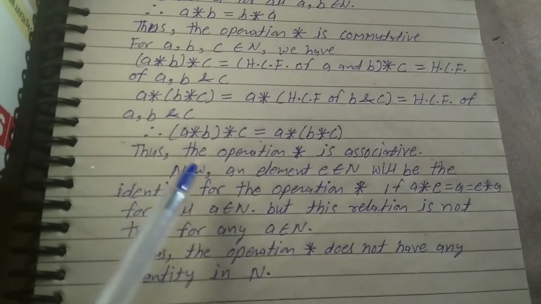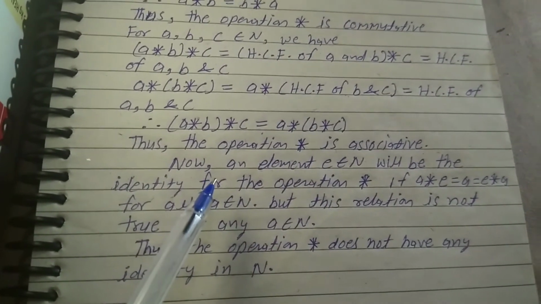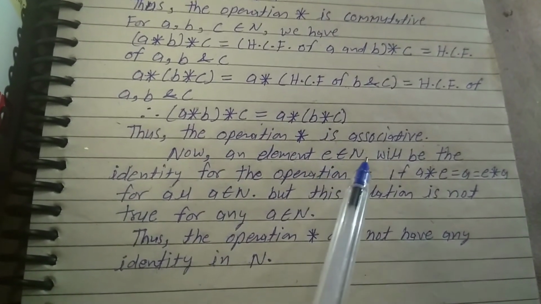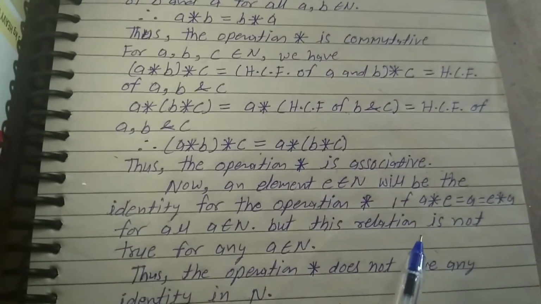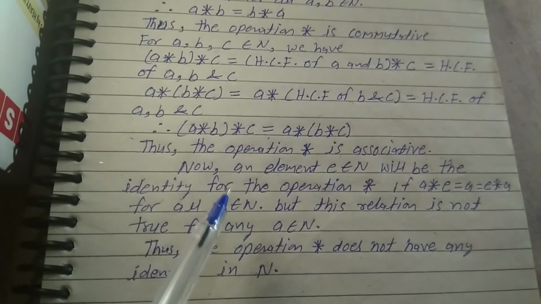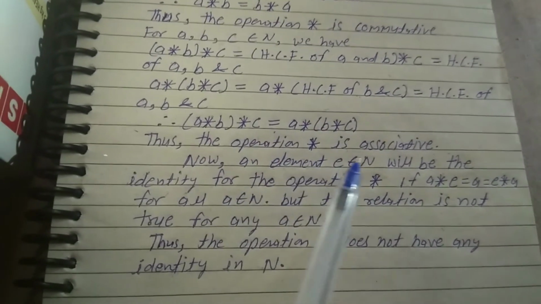Thus the operation * is associative. Now an element e belongs to N will be the identity.